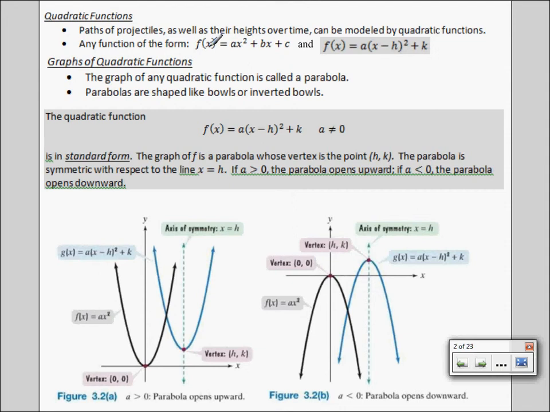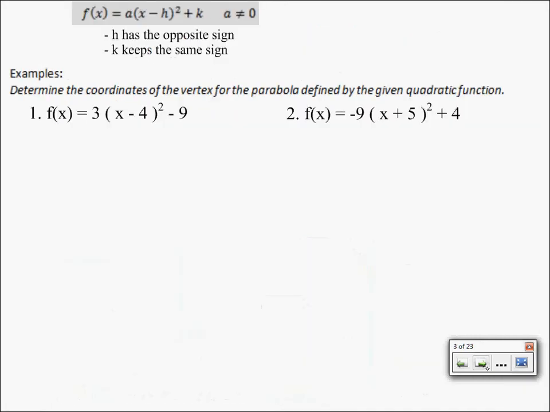So in particular we have f of x equals ax squared plus bx plus c. And then you have what this video is going to be focused on, vertex form: f of x equals a times quantity x minus h squared plus k. So let's get started. Remember, a cannot be 0 because that would make this a linear function, and we're looking at quadratics. So with this we're asked to determine the coordinate pairs of the vertex of these.